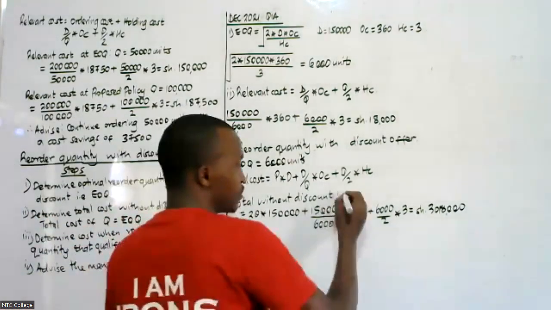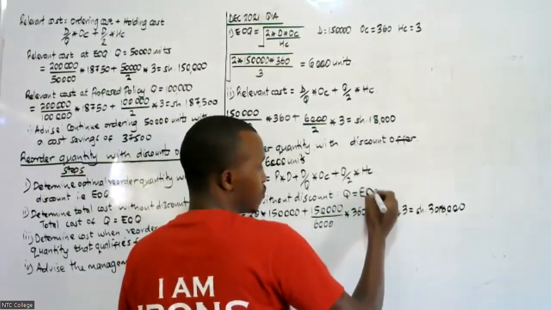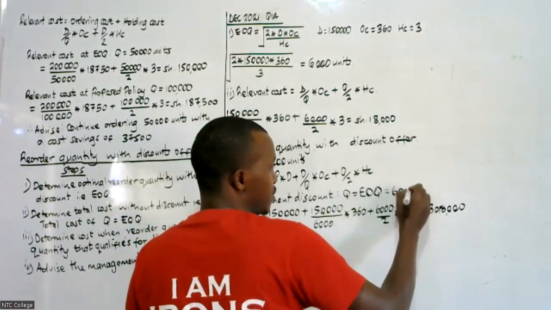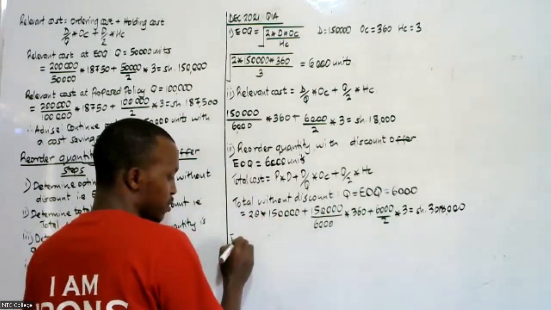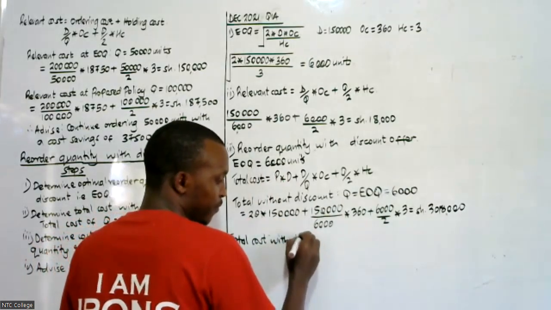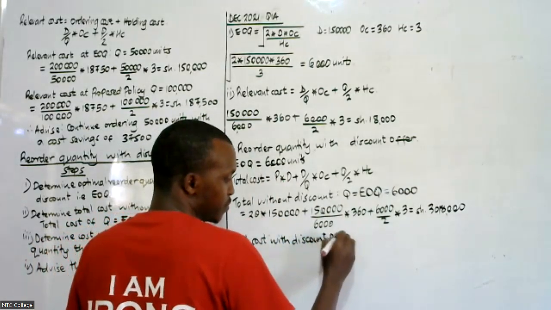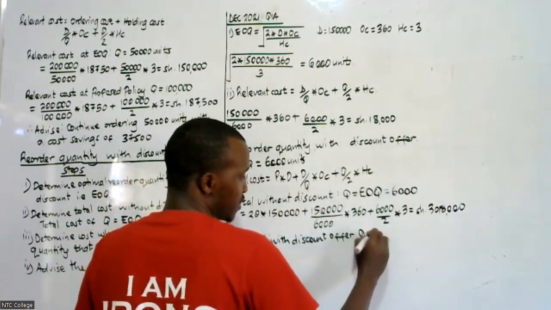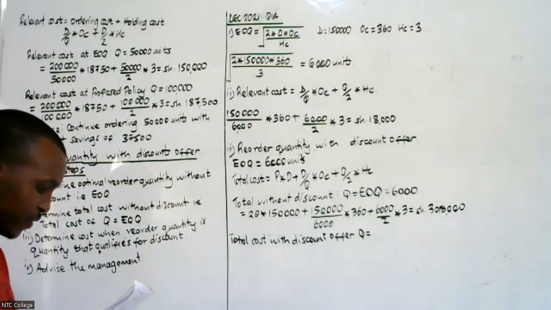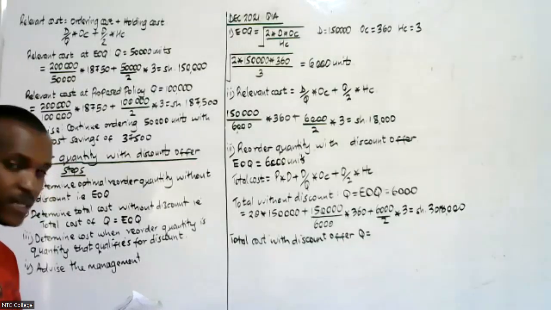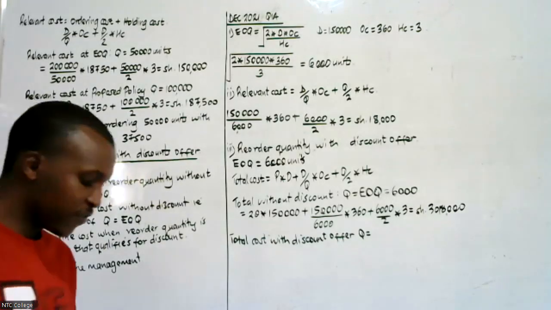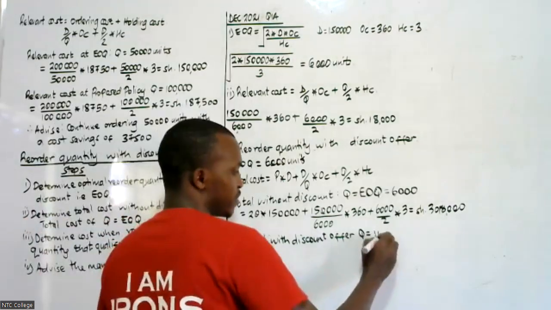Then step number 4 is you determine the total cost when the reorder quantity is a quantity that qualifies for discount, which is how much? 6,000. So we want to get the total cost with the discount offer. They're saying that the supplier of component X has informed the company that it will offer a quantity discount of 1% if an order of 10,000 components or above is made.